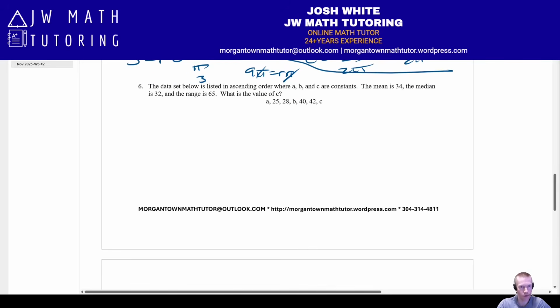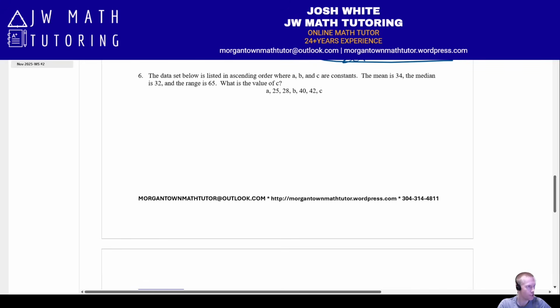This one deals with a data set that has some constants in it, A, B, and C, and you're given some information about the data set, such as the mean, the median, the range, and so on. Okay, so a couple things.